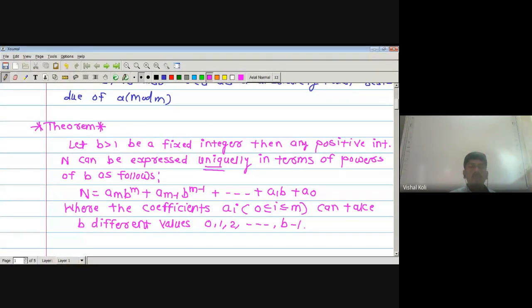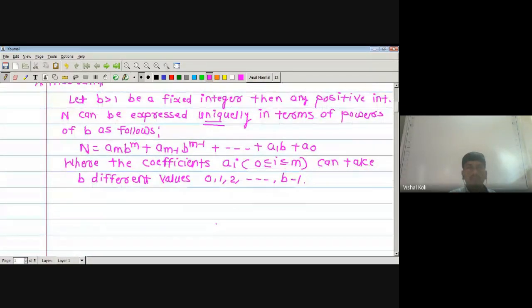So first we will prove that any positive integer n can be expressed in terms of powers of b. In the first step we will prove it can be expressed in terms of powers of b, and in step 2 we have to prove that this representation must be unique, where the coefficients a_i are nothing but 0, 1, up to b minus 1. That is, each a_i has b possibilities, 0, 1, up to b minus 1. They are actually nothing but the residues, that is remainders when any integer is divided by b. Okay, so let us see its proof.